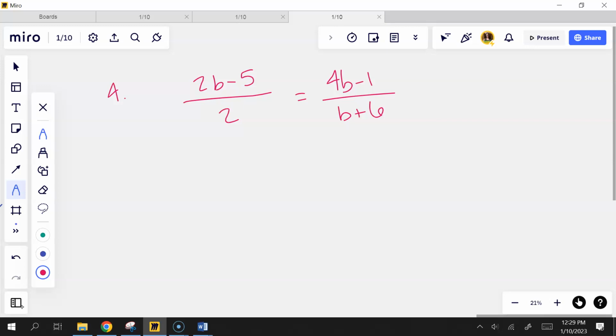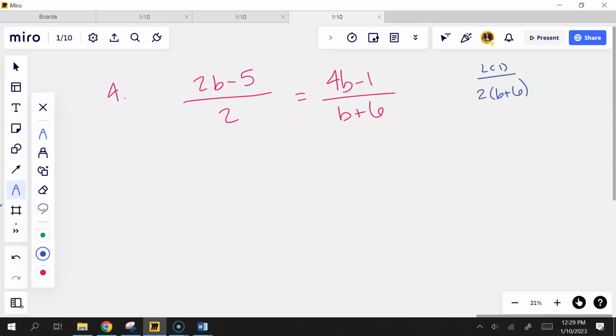Okay. What is the LCD? I'm gonna put them together. I'm gonna say 2 times b plus 6. I would just leave it like that. Remember, once things are factored down, don't expand them. And that's completely factored out.